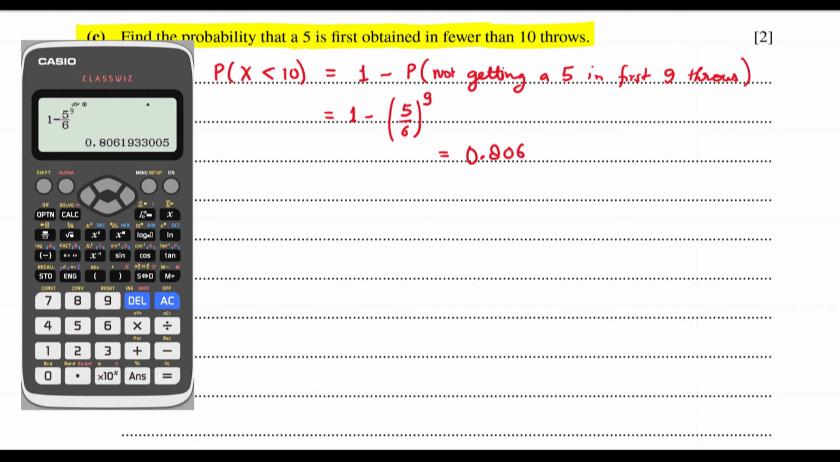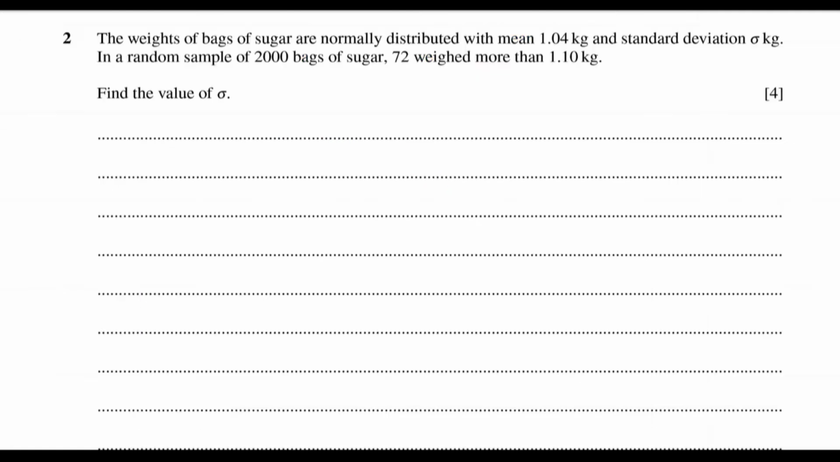0.8061 and so on. So till 3 significant figure, this is the answer. And in the second question, the weights of bags of sugar are normally distributed with mean 1.04 kg and standard deviation sigma kg. In a random sample of 2000 bags of sugar, 72 weighed more than 1.10 kg. Find the value of sigma.